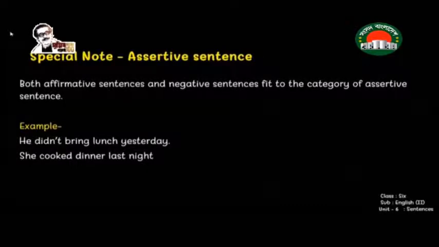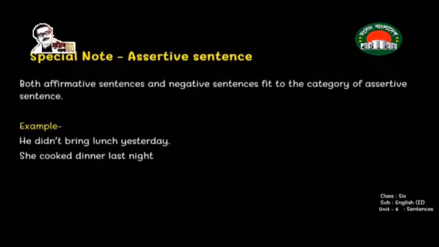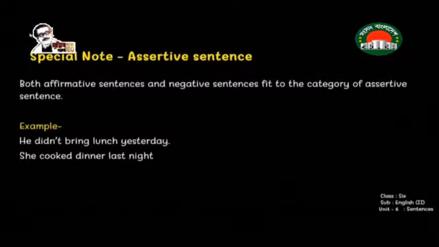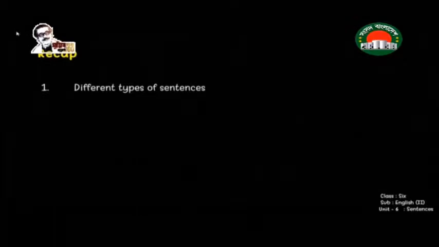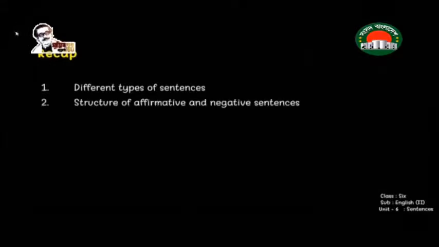He didn't bring lunch yesterday. So here didn't is a negative statement. She cooked dinner last night. It is a positive statement. Both are assertive sentences. So let's recap what we have learned today. We have learned different types of sentences. We have learned the structure of affirmative and negative sentences.